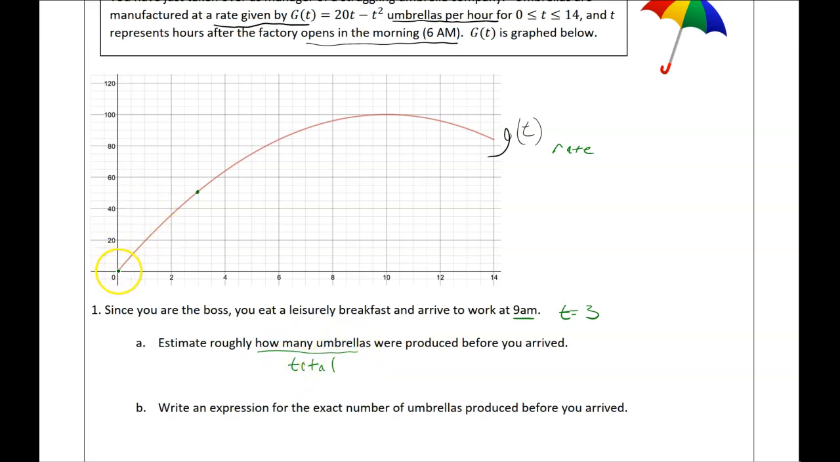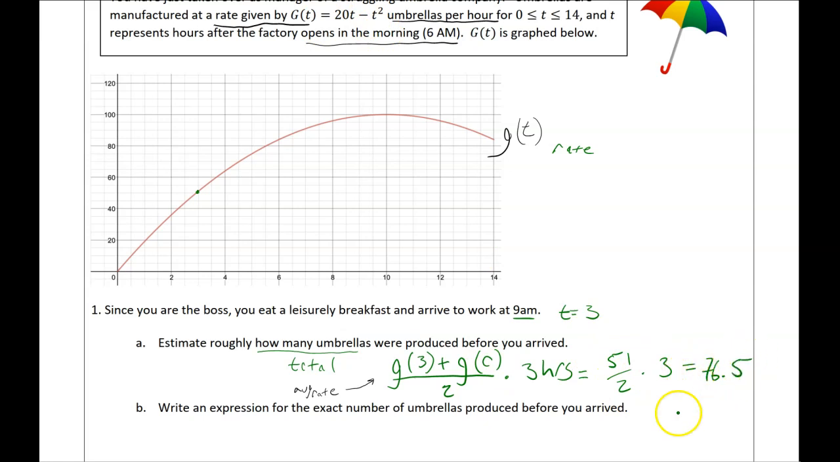Well, one thing we might do to guess would be to take the average rate over those 3 hours, right? So we might take g of 3 plus g of 0 over 2. So here's our average rate. We multiply times 3 hours. That might be a good estimate, right? Well, g of 3 would be 20 times 3 minus 3 squared, which is 51. g of 0 is 0, which gives 76.5. Which means the answer to my question is about 77 umbrellas that we made.